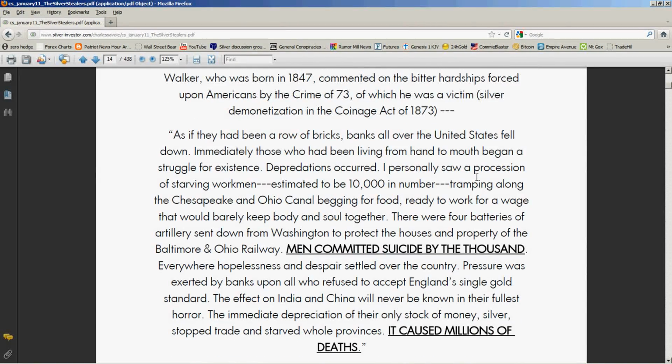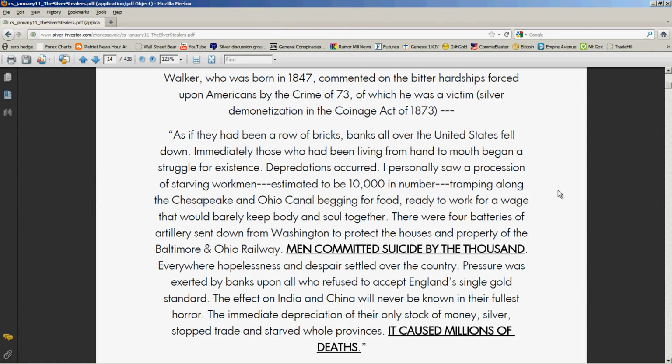Now, let's get into some of the sufferings, because Savoy details that. It's not in the Friedman paper, but here are some of the real-world consequences of that demonetization that occurred. Quote, "As if they had been a row of bricks, banks all over the United States fell down. Immediately, those who had been living from hand to mouth began a struggle for existence. Depredations occurred. I personally saw a procession of starving workmen, estimated to be 10,000 in number, tramping along the Chesapeake and Ohio Canal begging for food, ready to work for a wage that would barely keep body and soul together.